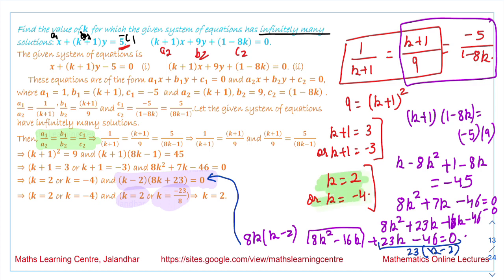Earlier we have k is equal to 2 and k is equal to minus 4. So the common value we have is k is equal to 2. So we are saying for k is equal to 2, this system of equations will have infinitely many solutions.